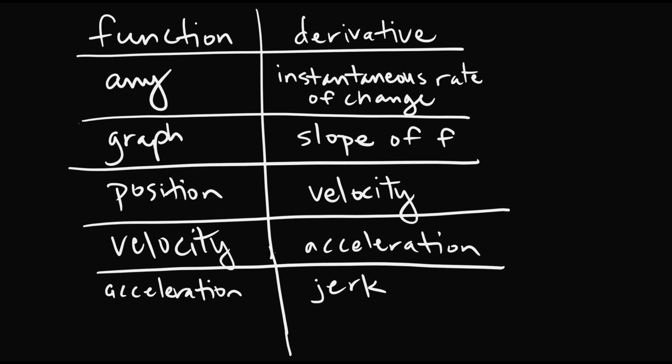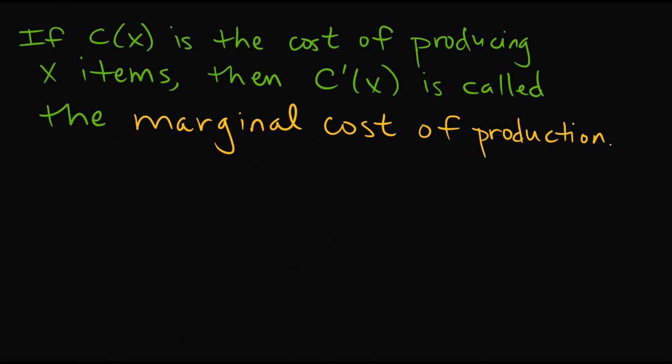All right, let's turn our attention now to some economics applications, and let's see what the derivative is if our function represents the cost of production of an item. If c of x is the function representing the cost of producing x items, then the derivative c prime of x is called the marginal cost of production. So in economics, that phrase, the marginal cost of production, is referring to the derivative of the cost function. That's what it's called in economics.